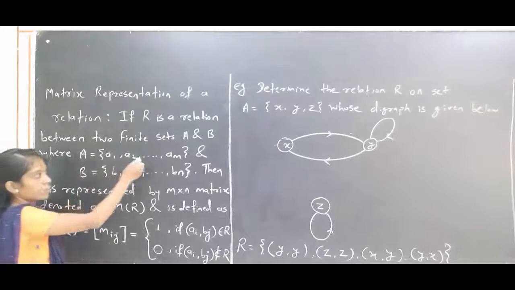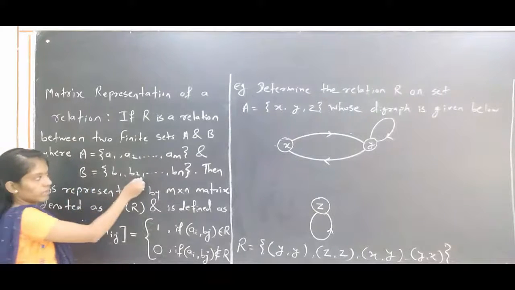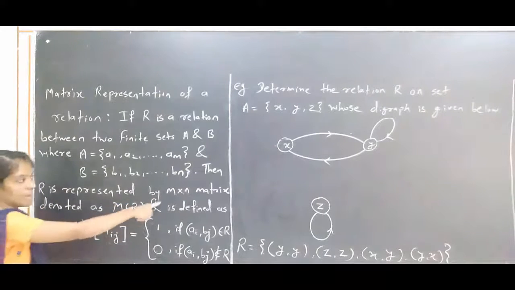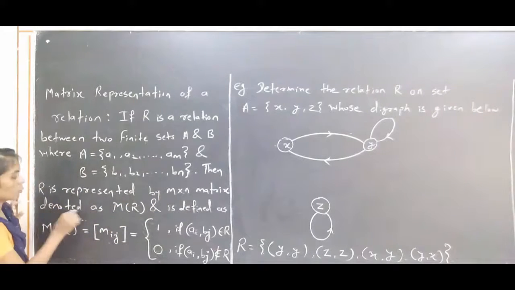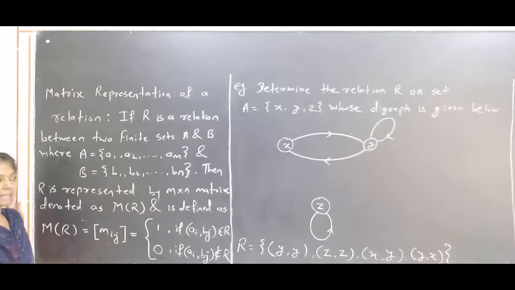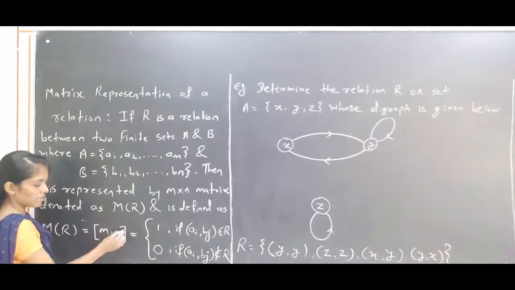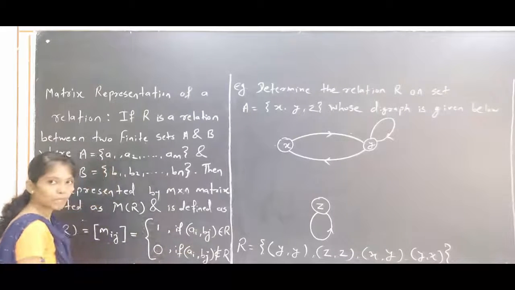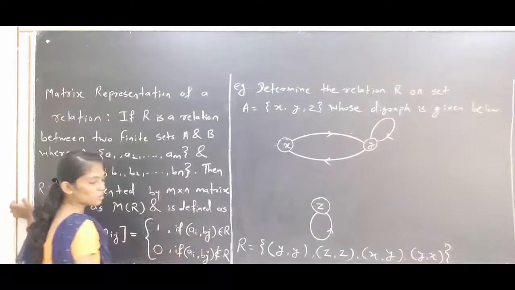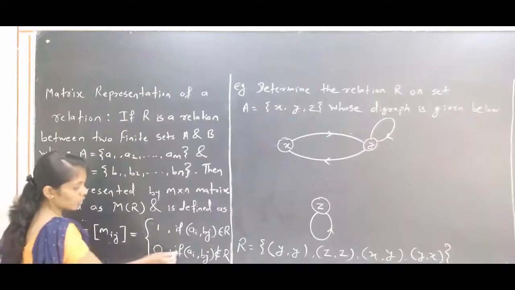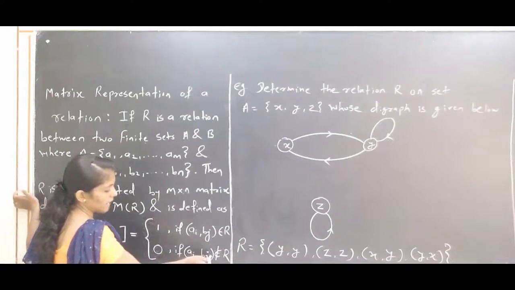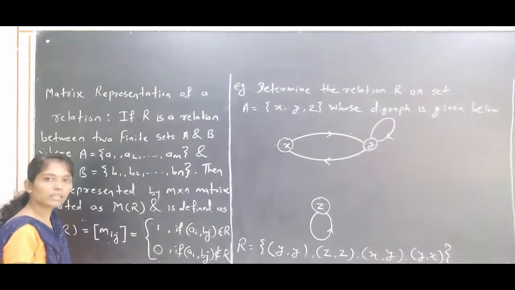A is equal to A1, A2, A3 up to Am and B is equal to B1, B2, B3 up to Bn, then R is represented by an m by n matrix denoted as M of R and is defined as M of R is equal to matrix Mij is equal to 1 if Ai is related to Bj, that is ordered pair Ai Bj belongs to relation R, and 0 if Ai is not related to Bj, that is ordered pair Ai Bj does not belong to the given relation.